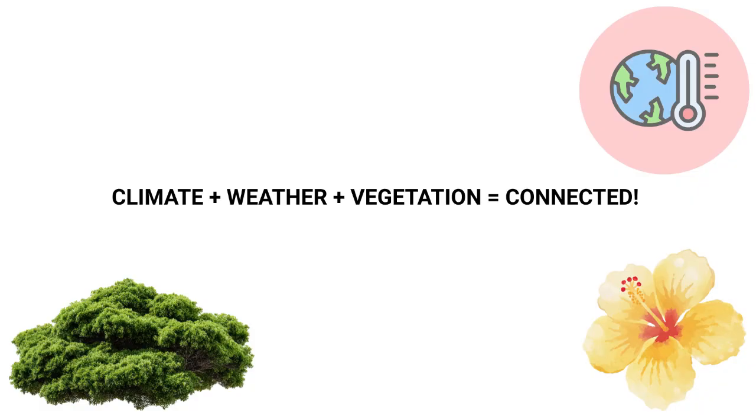Can you see the pattern? The climate decides which plants can survive. The plants influence humidity, shade, and even the fire cycle. And weather, like sudden drought or heavy rain, affects how plants grow too. So they all work together. In other words, they are interconnected. They are linked and they affect each other.